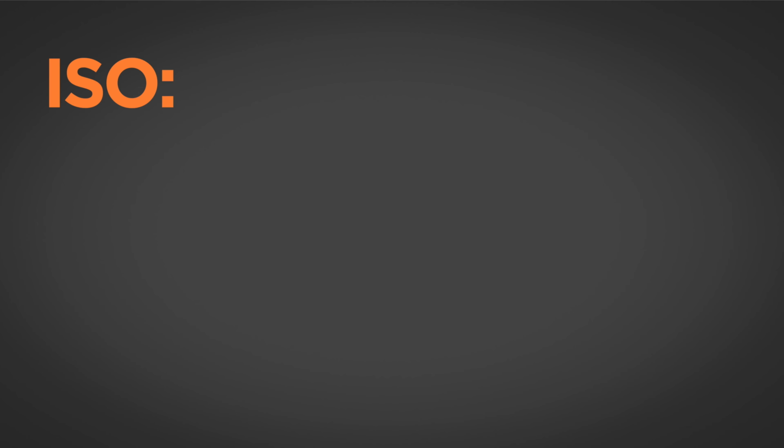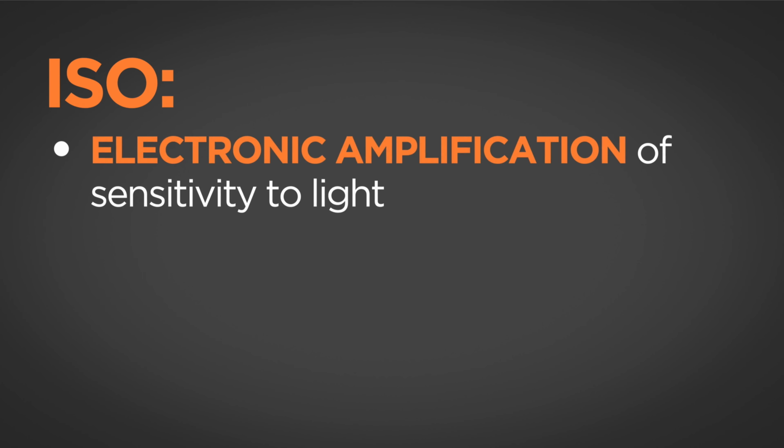ISO is all about sensitivity, and ISO actually stands for International Standards Organization, and it applies to other things in the world besides just camera sensor sensitivity to light. But it's the standardized way we use in photography to measure the electronic amplification of the camera sensor's sensitivity to light. So as we increase the amplification of light, you're going to get more light. If you decrease that amplification of light, you will have less light.